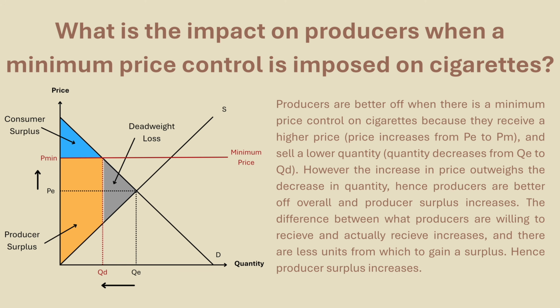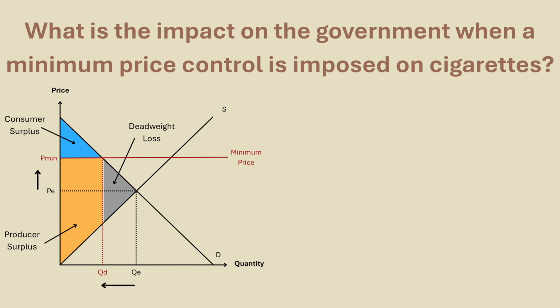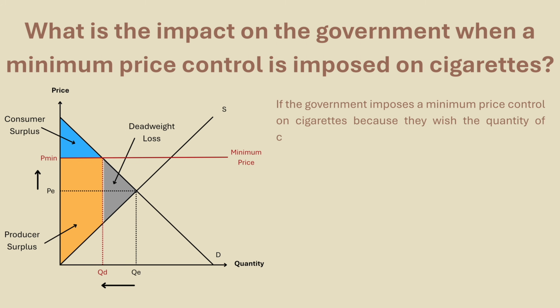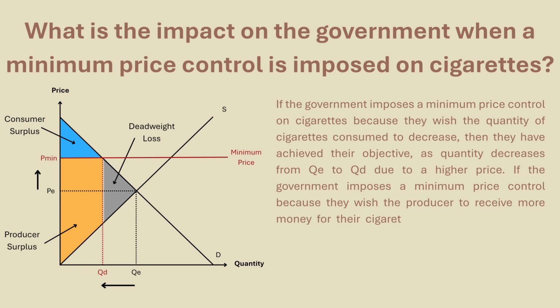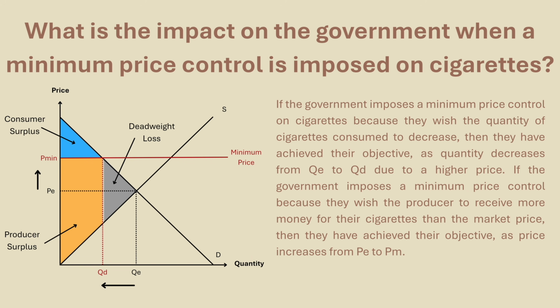Hence, producer surplus increases. What is the impact on the government when a minimum price control is imposed on cigarettes? If the government imposes a minimum price control on cigarettes because they wish the quantity of cigarettes consumed to decrease, then they have achieved their objective because quantity decreases from QE to QD due to the higher price. If the government imposes a minimum price control because they wish the producer to receive more money for their cigarettes than the market price, then they have also achieved their objective because price increases from PE to P-min.